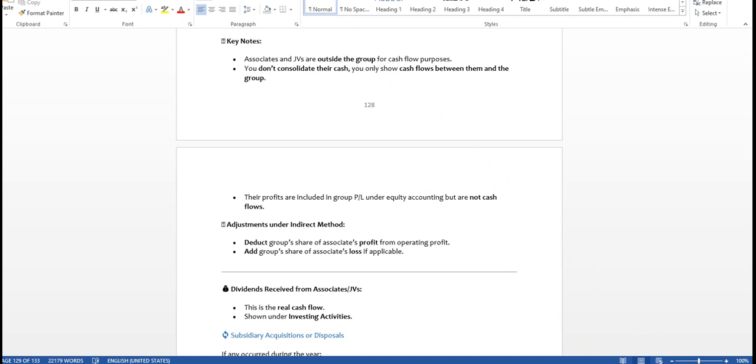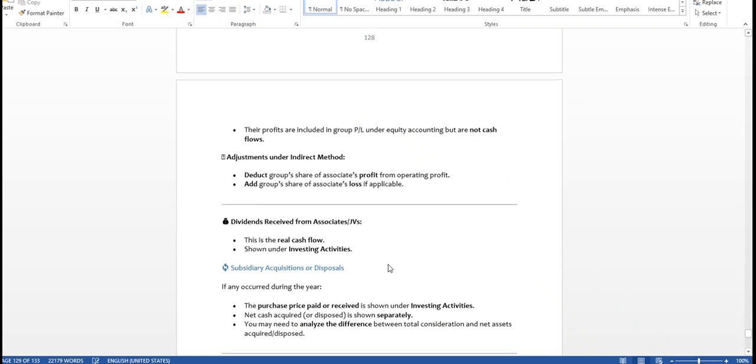Then also adjustment under indirect method. You have to deduct group share of associate profit from operating profit because it is a profit, not cash flow, and add group share of loss. It is a loss, not a cash flow. Then dividends received from associates is not a real cash flow. It is shown under investing activity, but that is not the real cash flow.